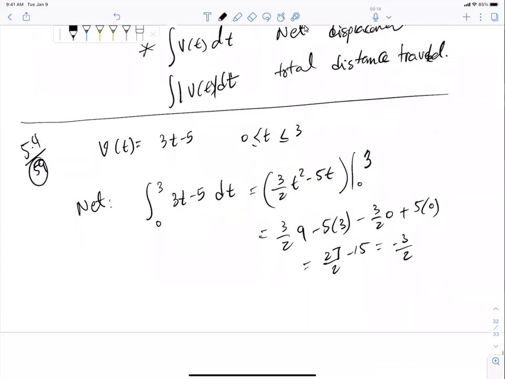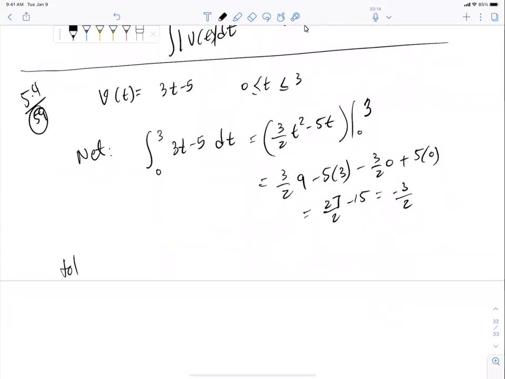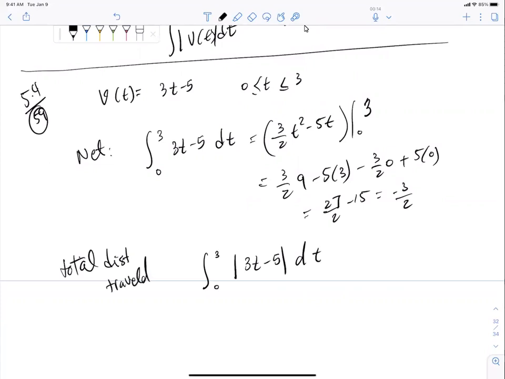Now, if I want total distance traveled, I have to integrate from 0 to 3 the absolute value of 3t minus 5. Now, this is tricky because 3t minus 5 looks something like this. So there is a cutoff. It's negative before 5/3 and it's positive after 5/3.